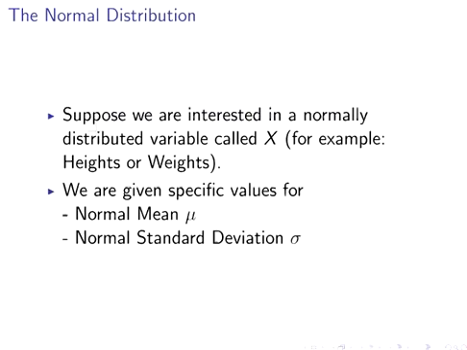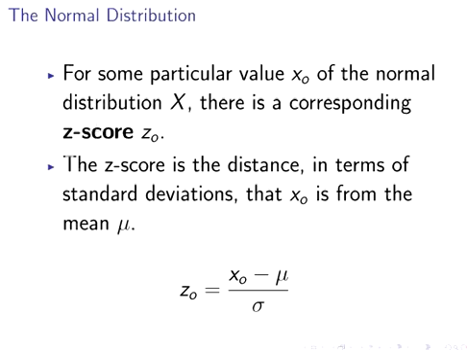So suppose we were interested in a randomly distributed variable called x. Now x could be the heights of something or the weights of something or some time period, and suppose we are given specific values for mu and sigma. What we would do then is that for some particular value x0, I just add in that little subscript there just to indicate that it's an observed value rather than a variable name. Capital X is a variable name. This is some particular value, for example 1000, that there is a corresponding z-score z0.